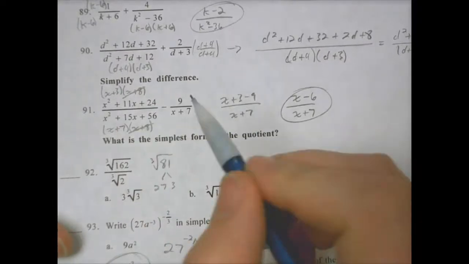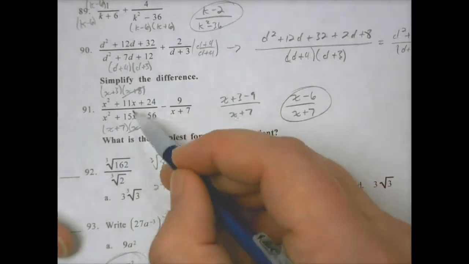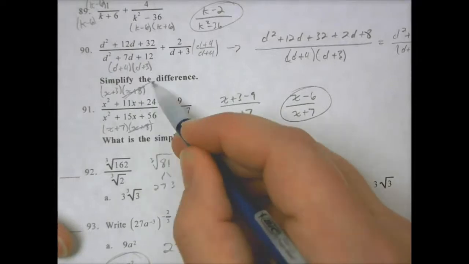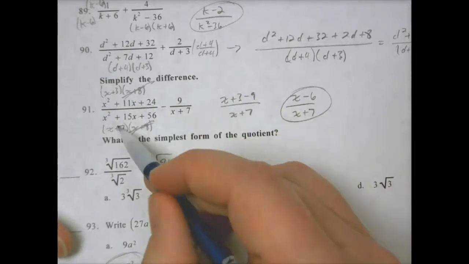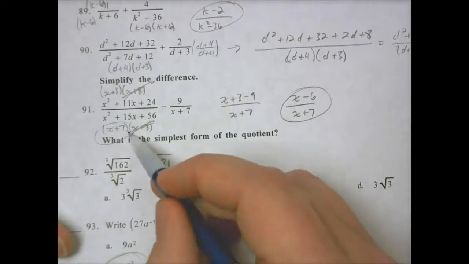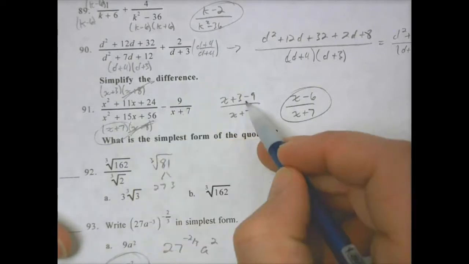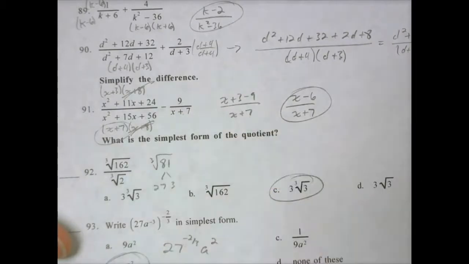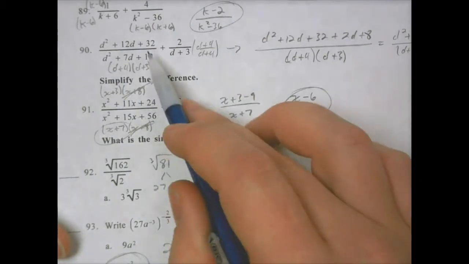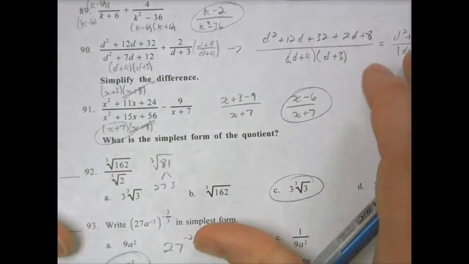So sometimes this will happen to you too. I factored what I could factor in the beginning. X plus 8 divided by x plus 8 goes away. Now I'm just left with x plus 7 in my denominator over here, same as denominator over here. So I have x plus 3 minus 9 over the same denominator, which is a lot easier problem. So if I would have done this first one like this, it would have saved us so much time.